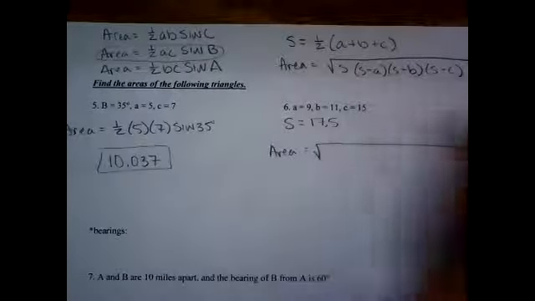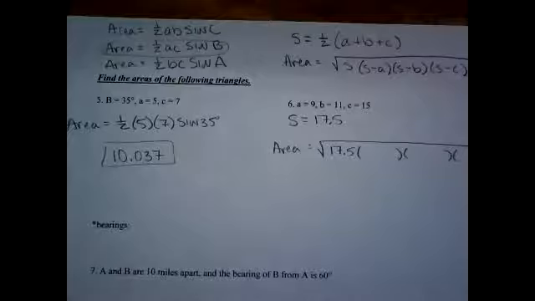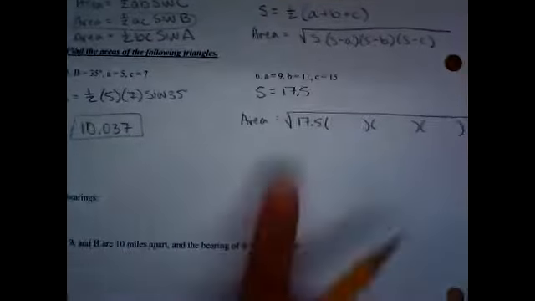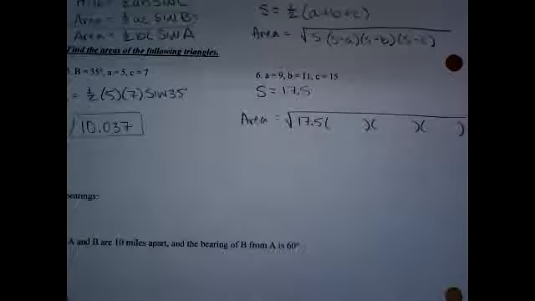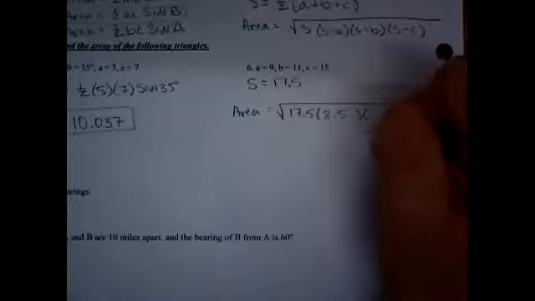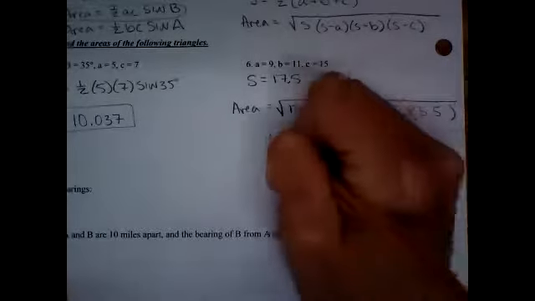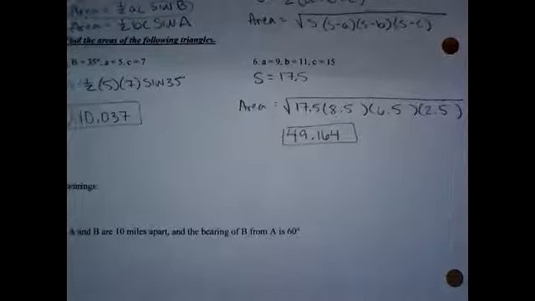All right, so your area, draw a gigantic square root. Underneath of that, you're going to put 17.5. And then what I usually do is like leave 3 more blanks. You're going to do 17.5 minus each of those sides. So 17.5 minus 9 will be 8.5. And then 17.5 minus 11 will give you 6.5. And then 17.5 minus 15 will give you 2.5. So you type that whole thing in your calculator underneath the square root and it'll give you the answer. 49.164.